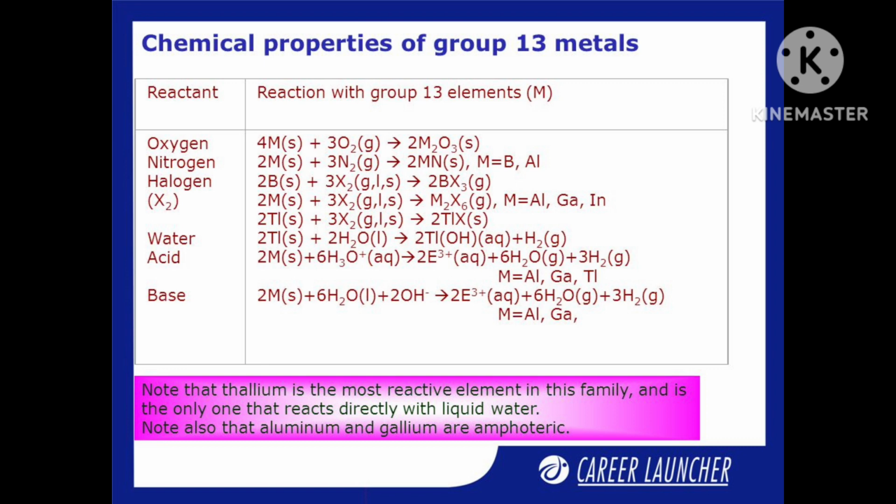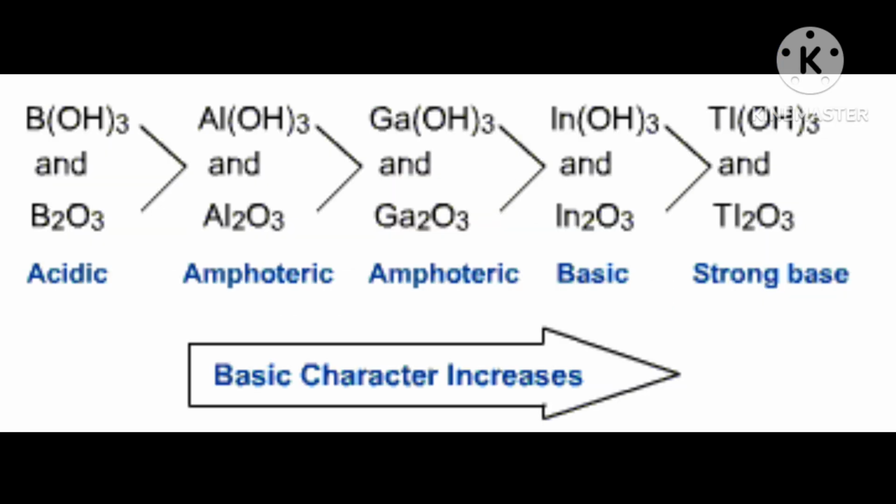The hybridization state of element M is sp3. sp3 means a total of 4 valency: s and p3, so sp3, sp3, sp3, then it will have a total of 4 valency. The hybridization state of element M is sp3. Total 4 valency will be there.